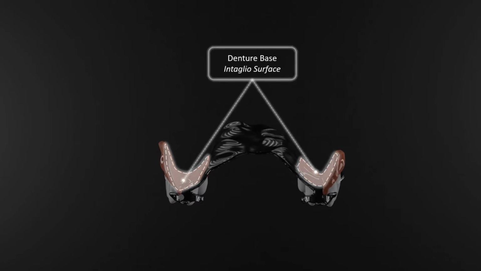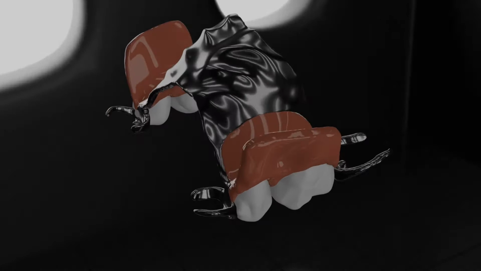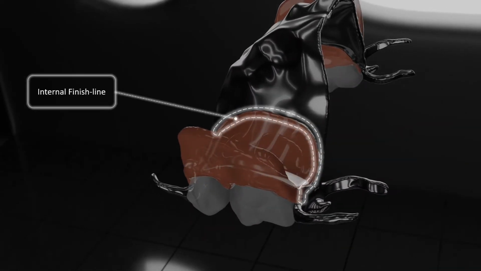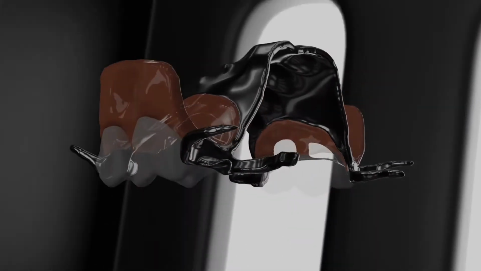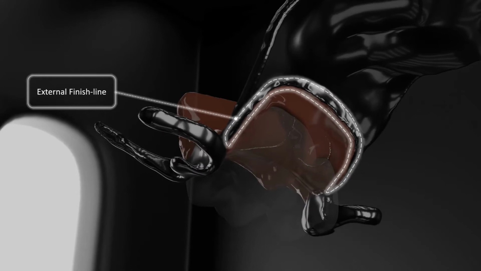Towards the tissue, the denture base is called the intaglio surface. The intaglio surface of the denture base meets the metal framework at what is called the internal finish line. Similarly, the external or cameo surface of the denture base meets the framework at what is called the external finish line.